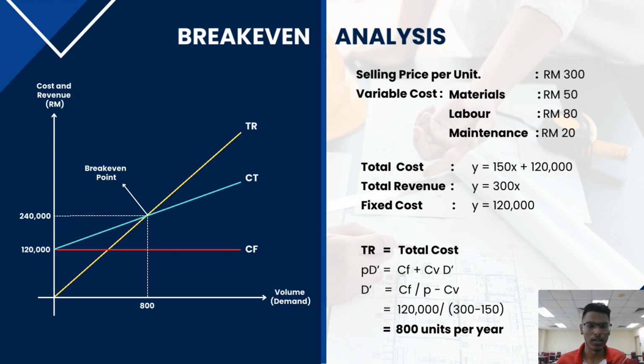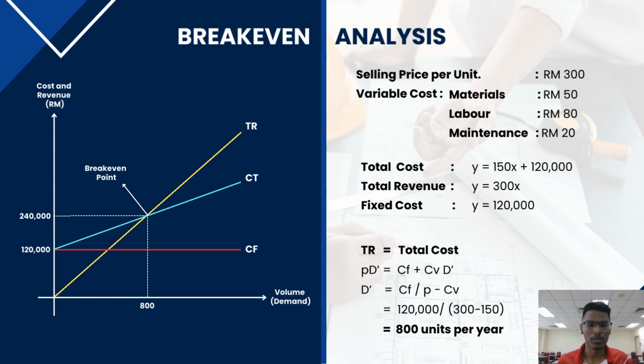We can find the total cost with a linear graph, which is y equals 150x plus 120,000. For the total revenue, we have the graph y equals 300x, which is the product of the selling price per unit and the demand or volume. And finally, we have the fixed cost. The graph will be y equals 120,000. The value of the fixed cost won't change.